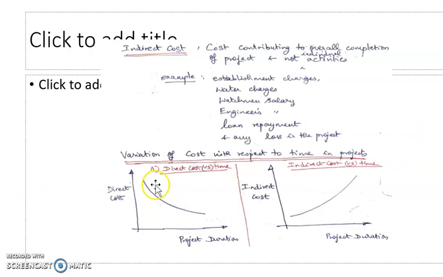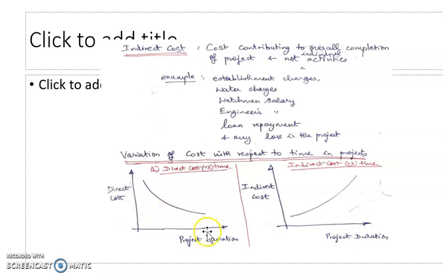Now we'll see the variation of direct and indirect cost with respect to time. Direct cost always has an inversely proportional trend with respect to time, as can be seen from this graph. Now why is this trend like this? For example, look at this graph. Direct cost in the normal way of completion of the project. For example, let us say this is the normal time of completion of the project and the associated direct cost would be this.